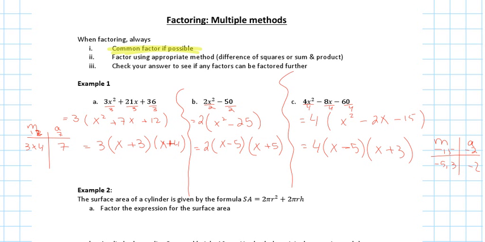So let's say if you had 3x to the 4th plus 6x cubed minus 15x squared plus 9x minus 3. Actually, no, I don't want that. Plus 3x. Yeah? What would you do for factoring here?